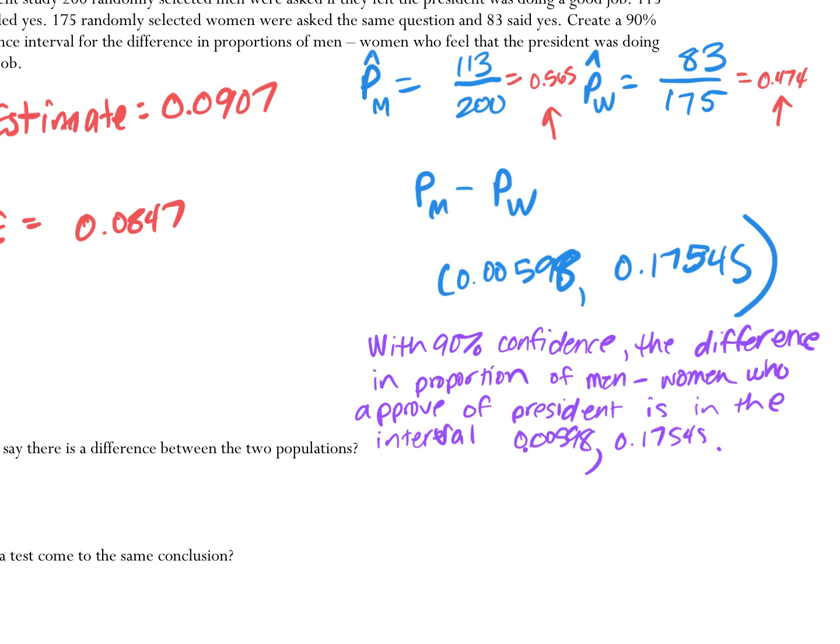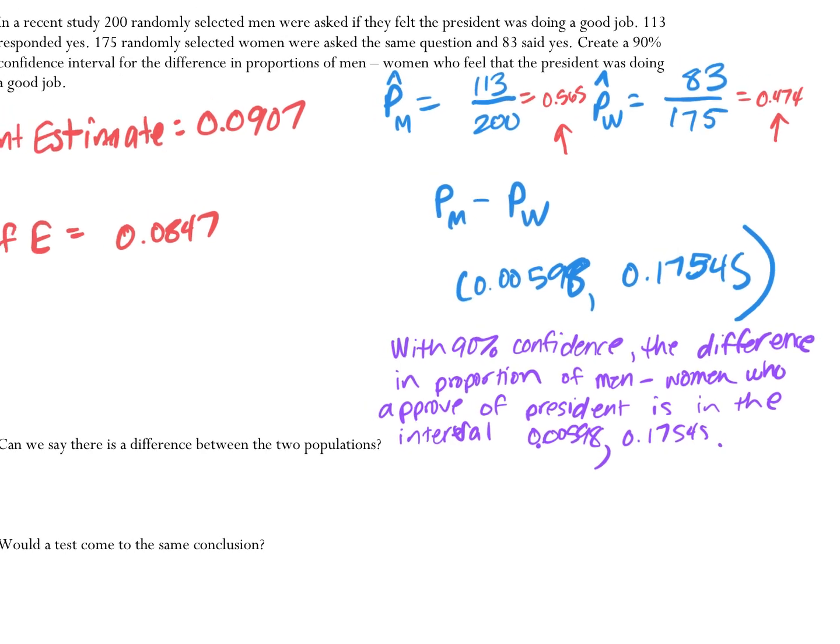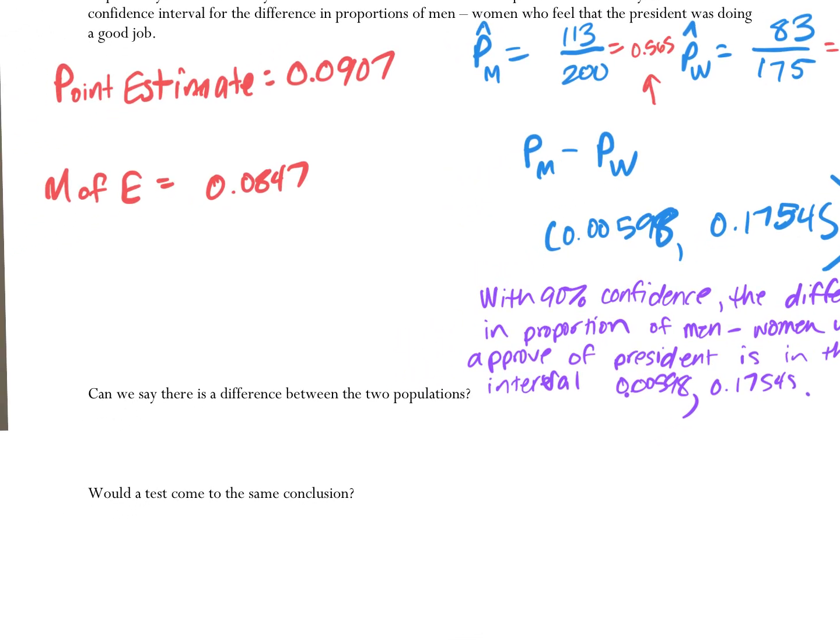Somewhere in that interval is the actual difference between the percent of men versus women. So the goal of this interval is not estimating a single proportion, but rather estimating the difference between two groups. Is everybody good? Can we say there is a difference between the two? No. Justify your answer. Margin of error small.